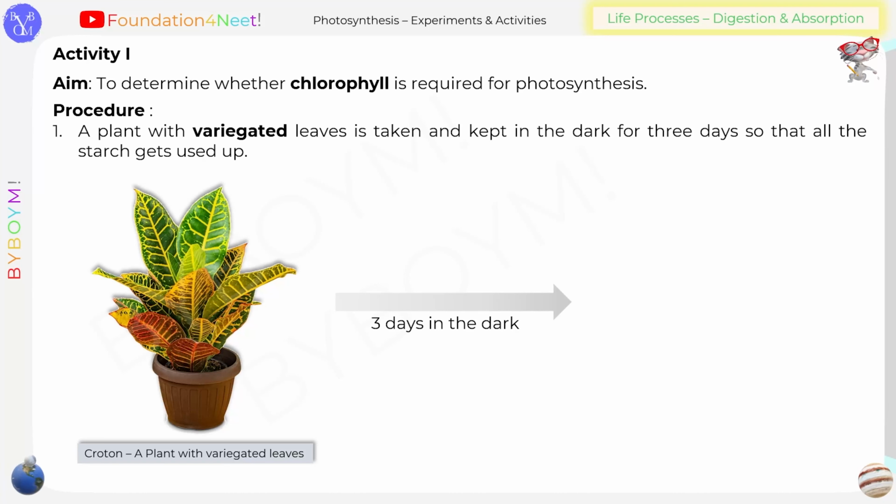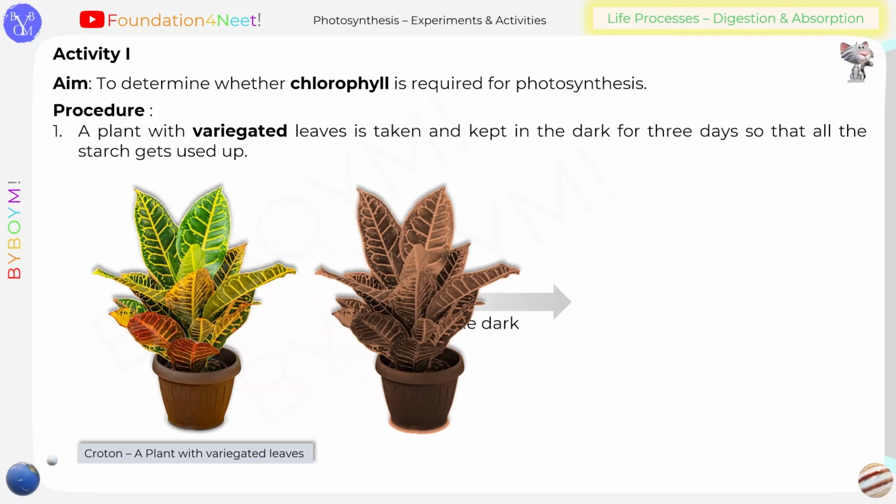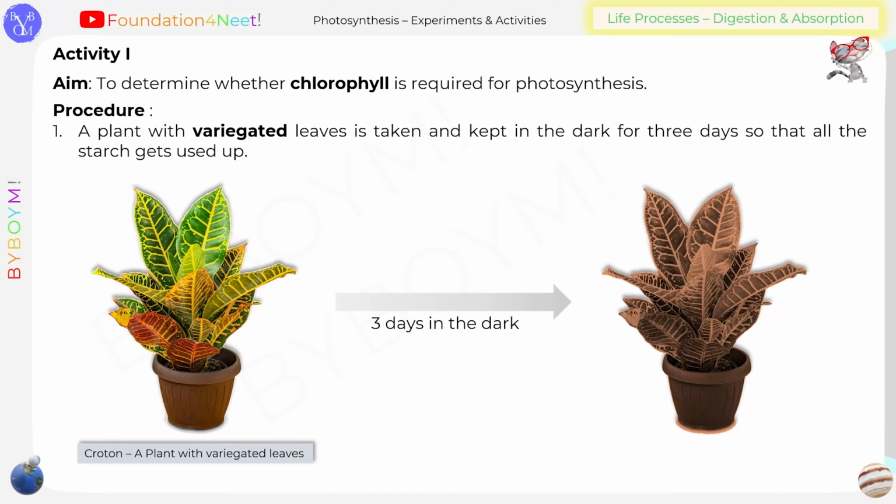Keeping the plant in dark for 3 days would make the plant use up all the stored carbohydrates. What did we talk about in the last lecture? We said that the plants store the glucose formed in photosynthesis as starch. Starch is a storage polysaccharide. In contrast, in humans, glycogen is a storage polysaccharide. So the plant, unable to synthesize food in the absence of light, will utilize all the starch that was present. So we'll have a plant that has no more starch in it.